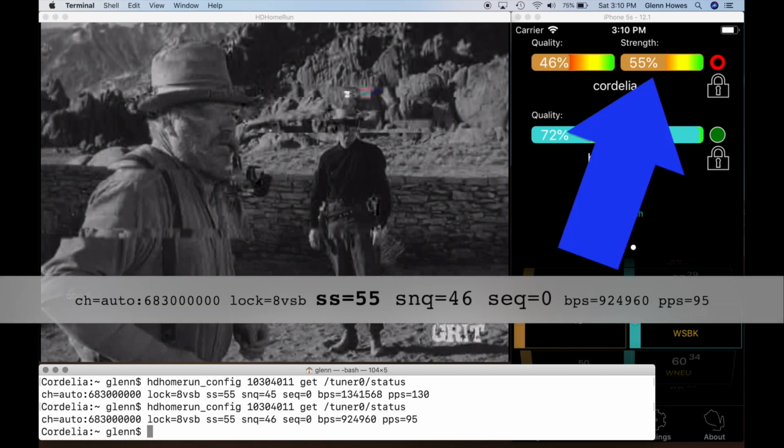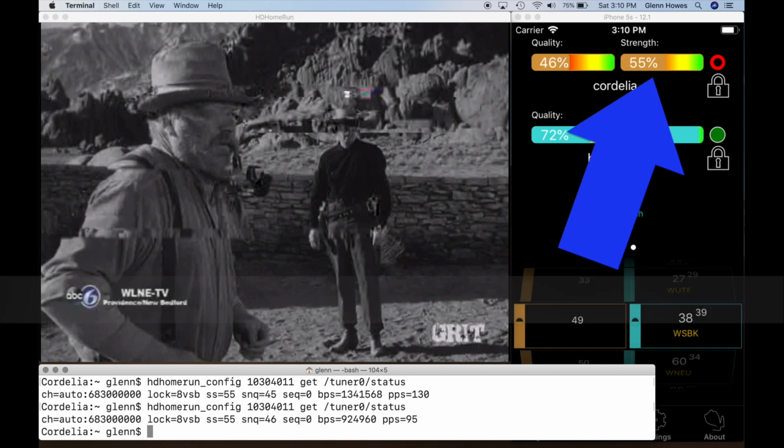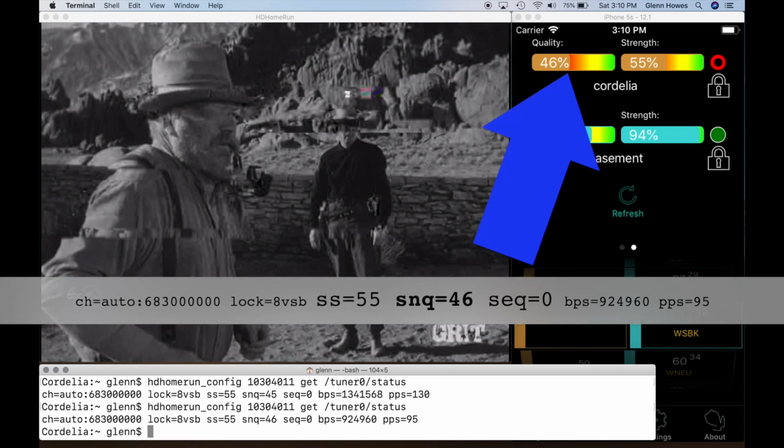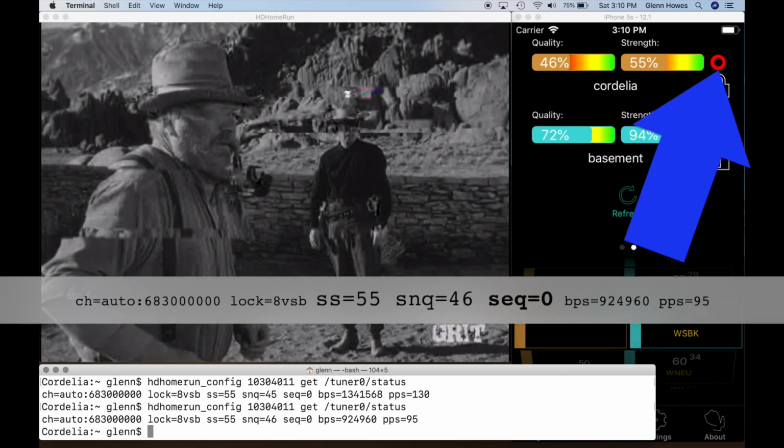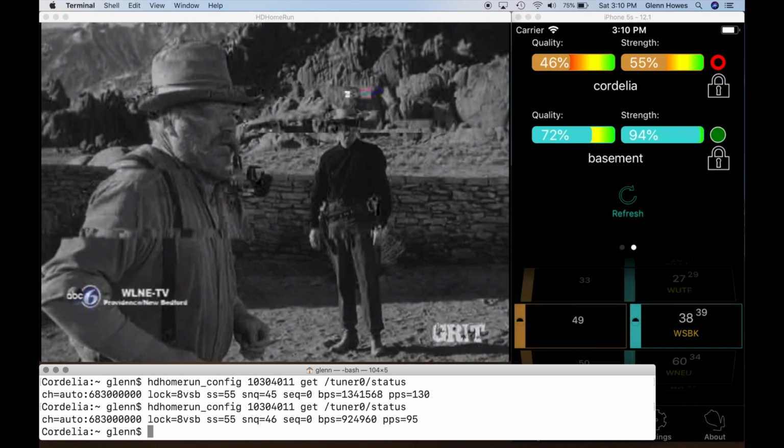So at this point, what the HDHomerun has told me is that the signal strength is 55. That's its loudness. The signal to noise quality is 46. That's the noisiness. And the symbol quality is 0, which is a measure of how much of the original picture actually came through. So we have three properties.